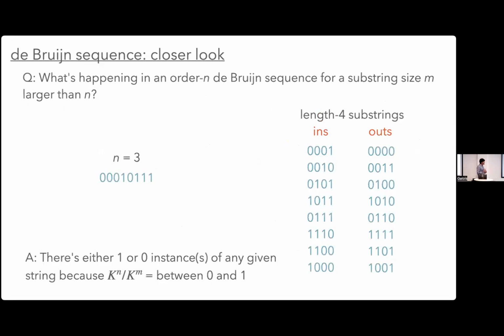So that's telling us what's happening in an order n De Bruijn sequence for substring sizes smaller than n. But what about substring sizes that are larger than n? If m is greater than n, then k to the n over k to the m, the expected number of occurrences, would be between 0 and 1. It's not an integer. And what happens is there's either 1 or 0 instances of any such string. Include the length 4 example here, you're either in or you're out. Half of all possible length 4 strings occur as substrings of this De Bruijn sequence, and half do not.